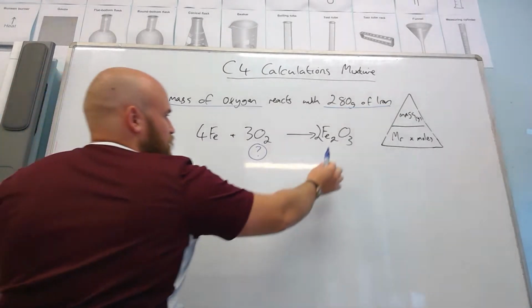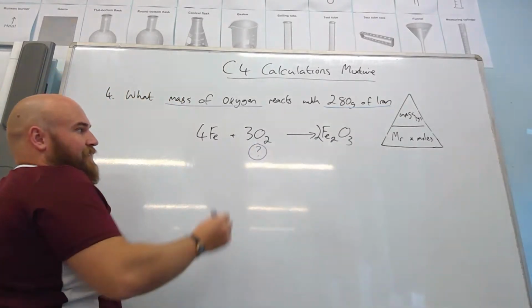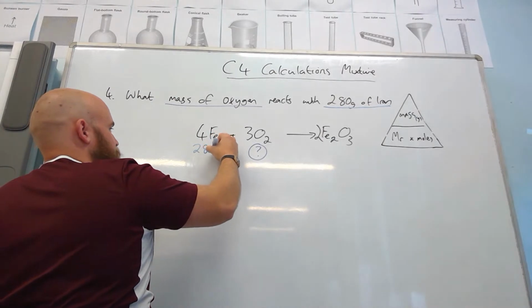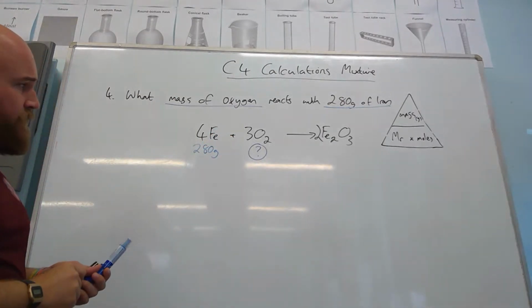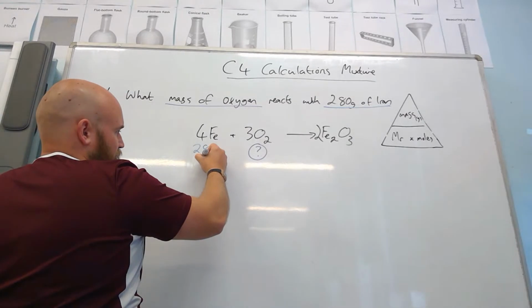280 grams of iron. So which of these things that is left is iron? Well, it's this one over here. Okay. Again, I'm going to set out my grid on my path, starting here.